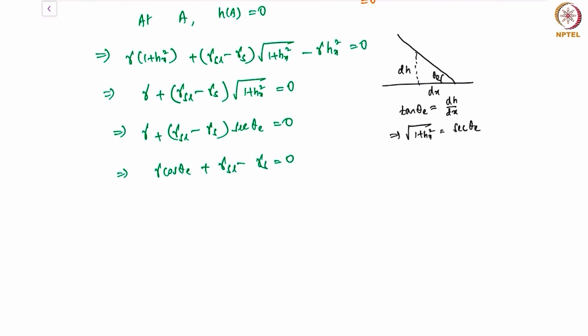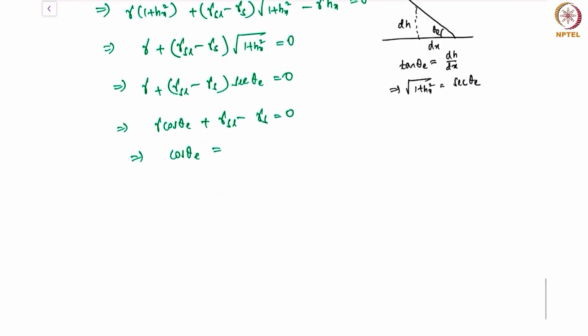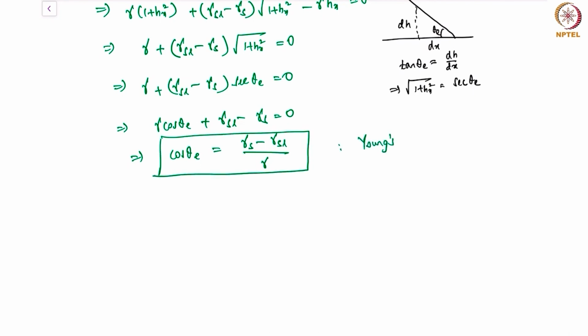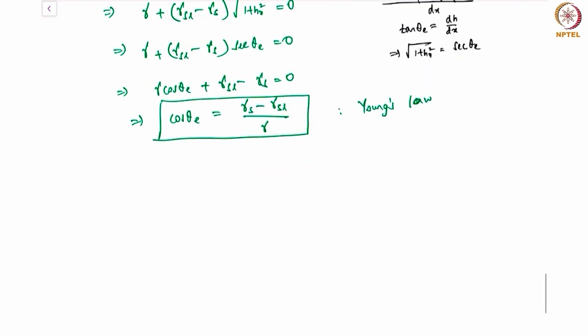This is one of the variations of the Young's law, or another way to write the Young's law: the cosine of the contact angle will give me the relationship between the surface energies. Young's law. Okay. Now note that the gravity term drops out.